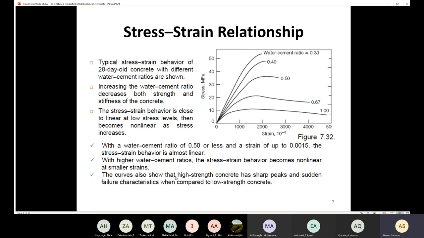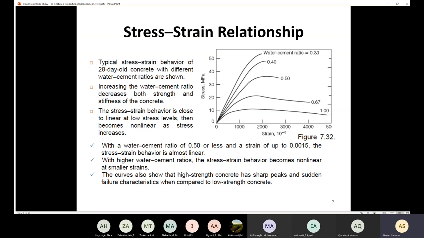The curves also show that high strength concrete has sharp peaks. So if this one is high strength concrete, that means the peak here is sharp. That means it's going to have a sudden failure. While the low strength concrete, like this one and that one, you are going to have some ductility, not like this one. So it's very important to understand the characteristics of the stress strain relationship for the concrete. For example, if my concrete's water cement ratio is 0.5, I have a curve. I don't have a linear relationship.